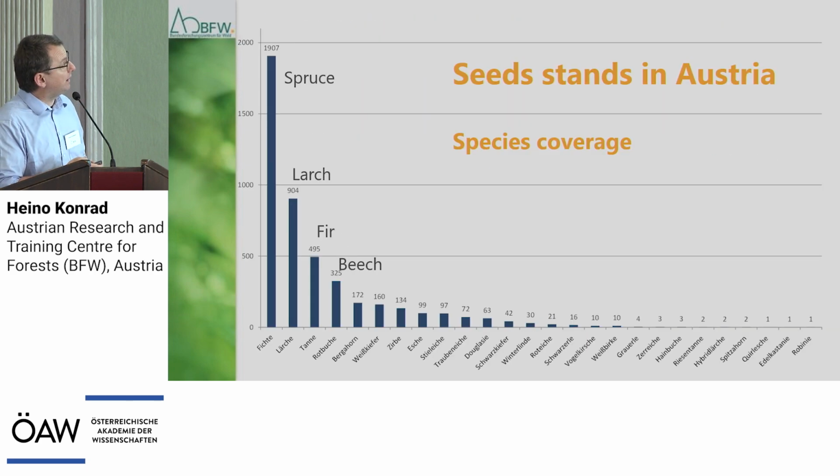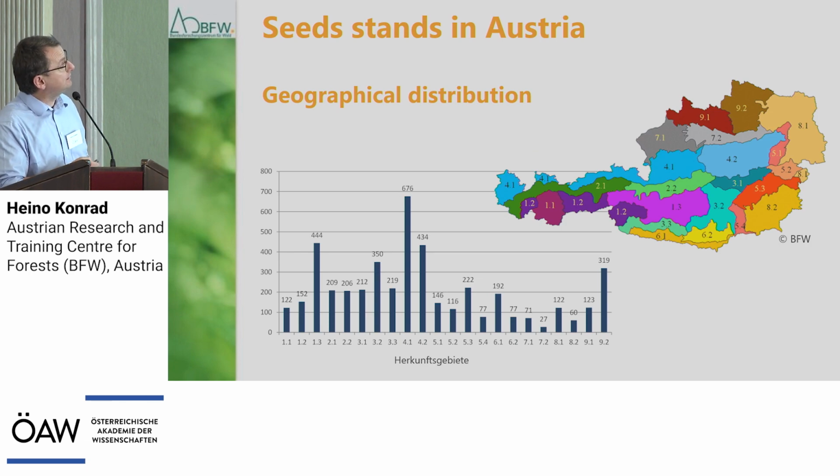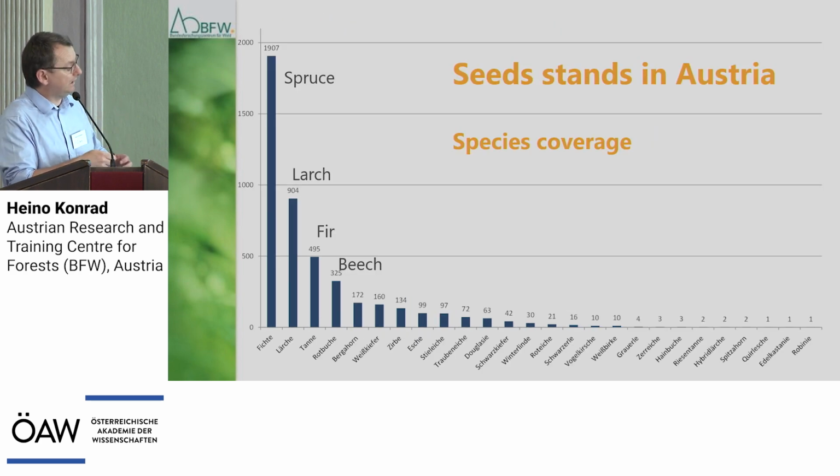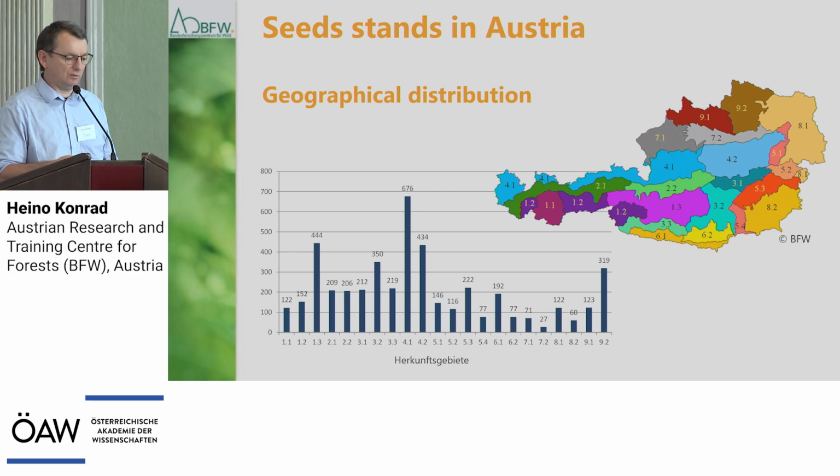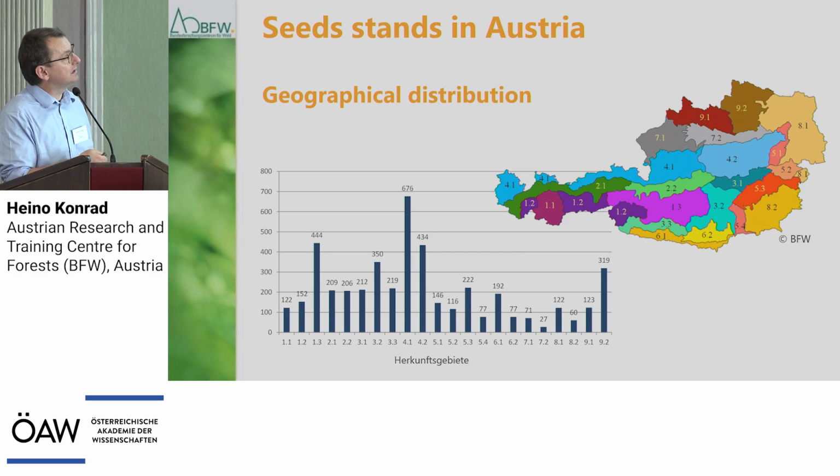Maybe I should go back. Just bear in mind this provenance region map, this pattern, is very important for the practical afforestation. Based on this are the subsidies which are given to the forest owners to reforest their forest.